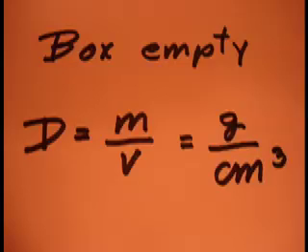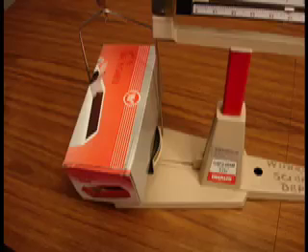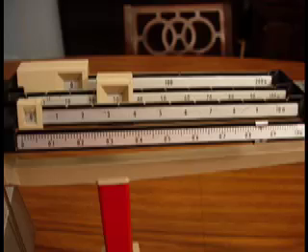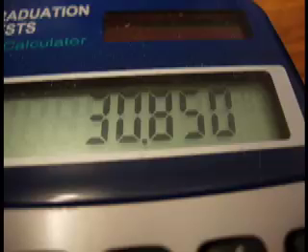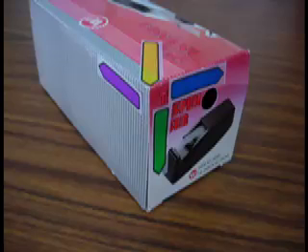Let's find the density of an empty box. This time, the volume will be in centimeters cubed, or cubic centimeters. Let's first weigh the box. This box weighs 30.850 grams. Now let's find the volume.